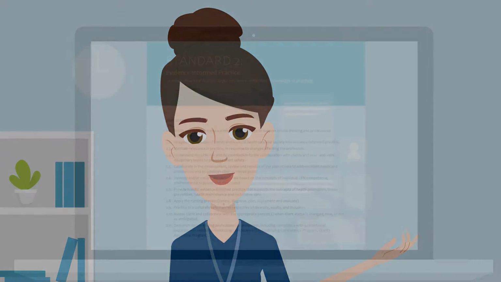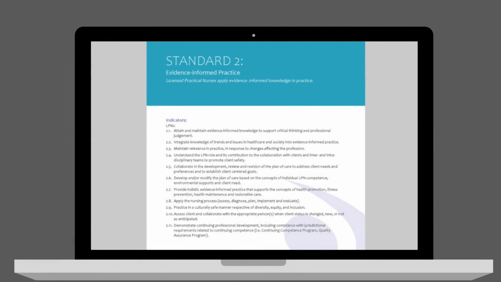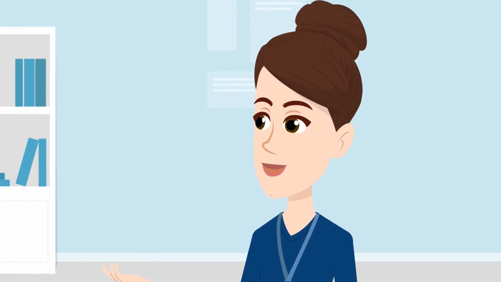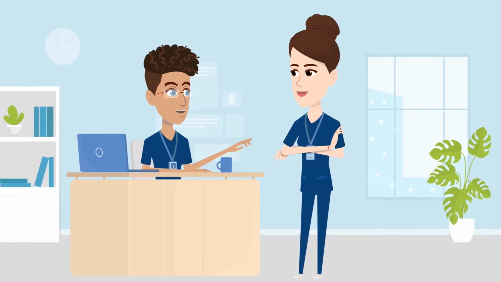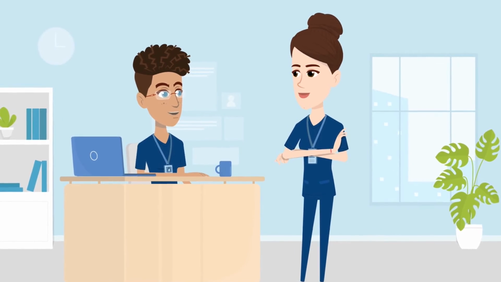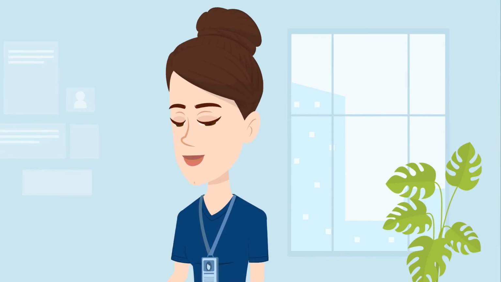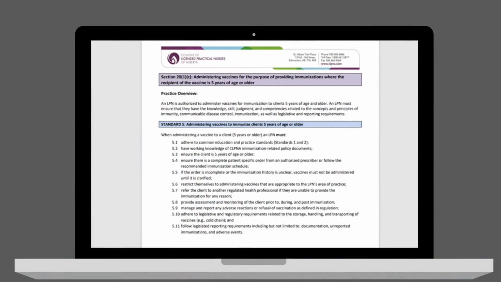Definitely. I agree. For question 2, I think that immunizations fit under standard 2.7, provide holistic evidence-informed practice that supports the concepts of health promotion, illness prevention, health maintenance, and restorative care. You did your homework. I think you can safely answer yes to question 2 as well.